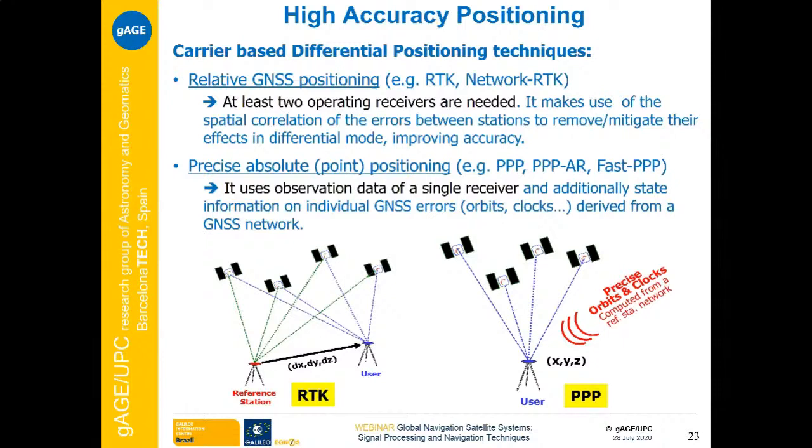In the case of RTK, what we compute is the baseline vector, but if we know the precise coordinates of the reference station, then using this baseline vector, we can compute the user coordinates.